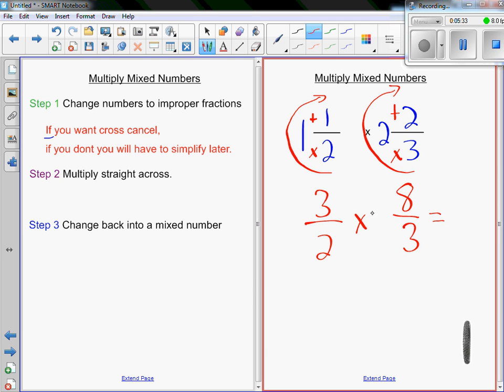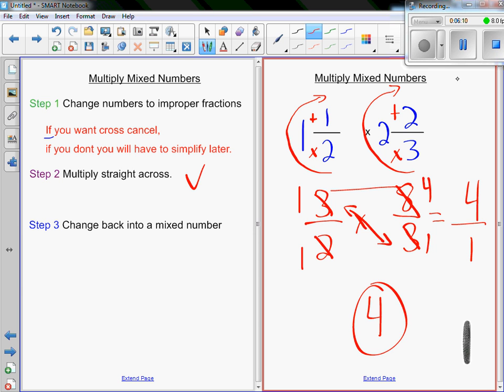Now it's up to me if I want to cross cancel. In this case, I can see that both can cross cancel really easy. 3 and 3 can both be divided by 3. 3 goes into 3 once, and 3 goes into 3 once. I can see 2 and 8 can both be divided by 2. 2 goes into 2 once, and 2 goes into 8 4 times. Then the next step, multiply straight across. 1 times 4 is 4, and 1 times 1 is 1. Then I divide the bottom into the top. 1 goes into 4, 4 times, and that's my answer.